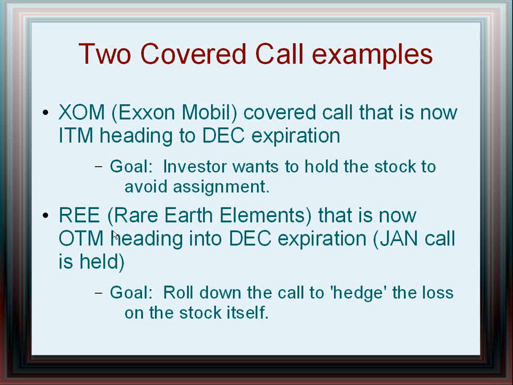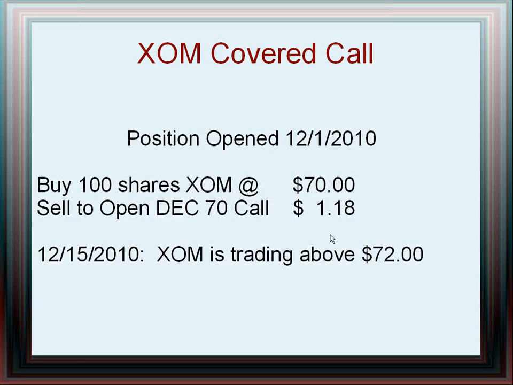And then there's an opposite scenario on REE, rare earth elements, that is now out of the money heading into December expiration. The customer entered into the covered call, and the stock dropped shortly after that. The customer is actually holding a January strike call option. Now the goal here is to roll down the position to help hedge the loss on the stock itself. And of course, I have hedge in parentheses there because there's only one way to truly hedge a long stock position, and we'll discuss that. But let's look at the first covered call position.